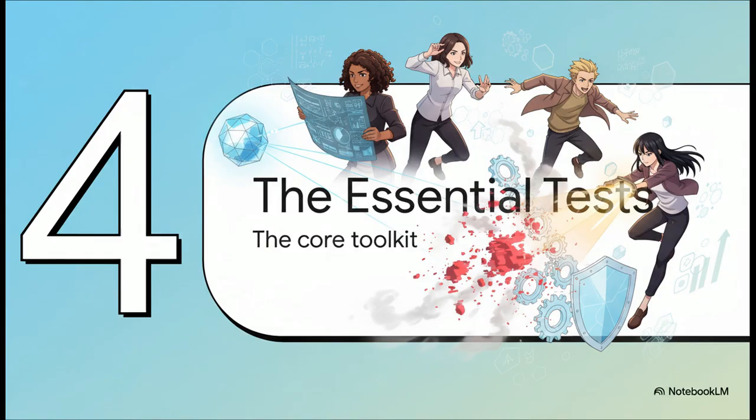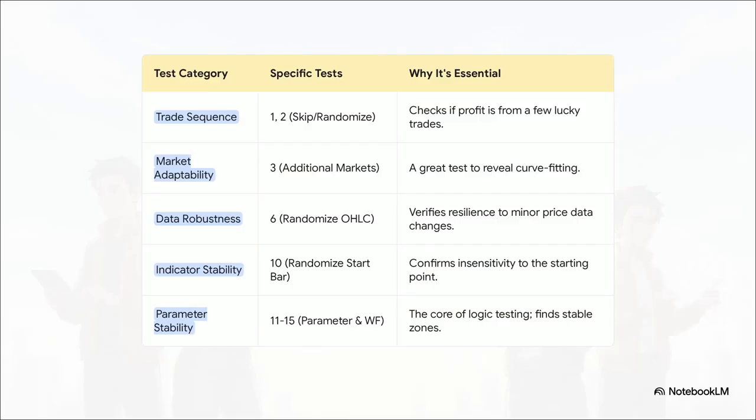Okay, now for the exciting part. We've cleared out all that noise. Now we can really focus our time and energy on the tests that actually tell us if our strategy's logic is solid, if it's durable, and if it's not just some random fluke we found. This right here is your core toolkit. These tests get to the absolute heart of your strategy. They answer the big questions.